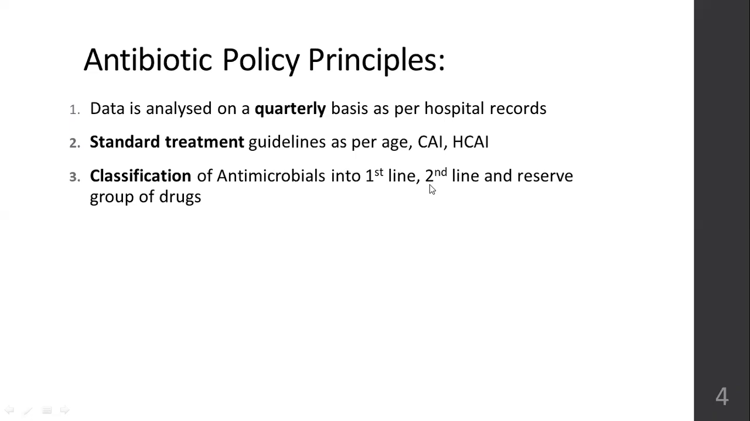Then there is classification of antibiotics into first line, second line, and reserve group of drugs. First line and second line antibiotics are commonly used. Reserve group drugs should not be abused. They are kept only for situations where it has been diagnosed that the person is suffering from antibiotic resistance. In that case, reserve group antibiotics are used. Otherwise, first line and second line, like amoxicillin and ciprofloxacin. These are the antibiotics which come under the first line, second line category.